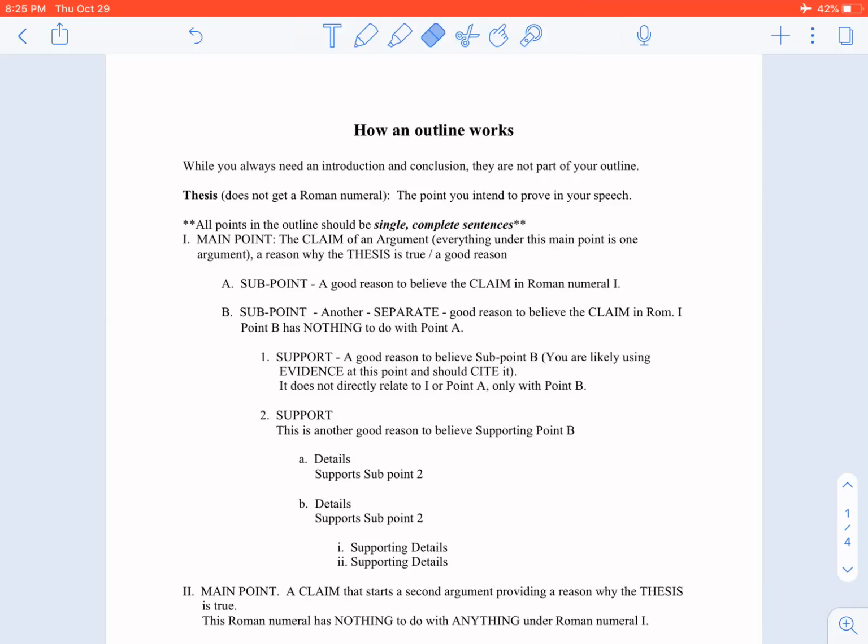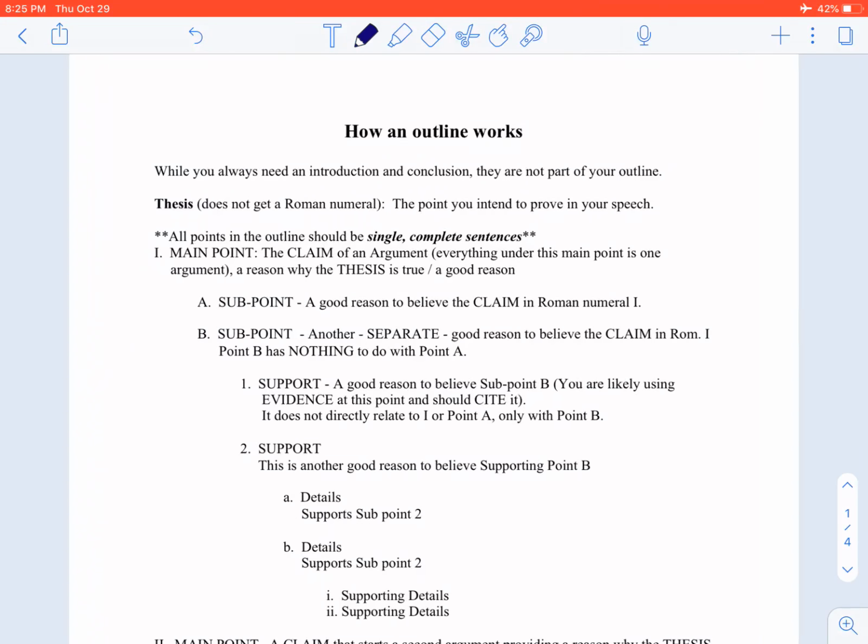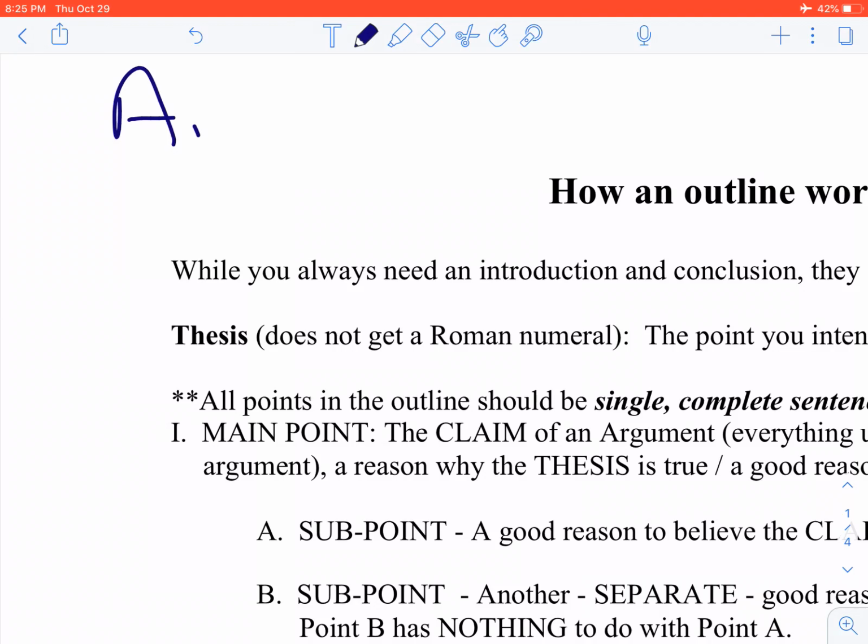Hi, I'd like to take a couple minutes to talk a little bit about outlining and what I expect in the outlines we do for this class. Many people have been taught to outline in different ways, using phrases or keywords or things like that. For an outline in this class, what I'm looking for is really just the argument structure.